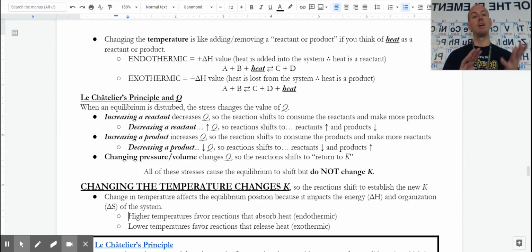So remember, reactants, products, concentration, pressure, volume, none of those change K, but temperature does change K, because it shifts and stays shifted as we change the energy and the entropy of the system.